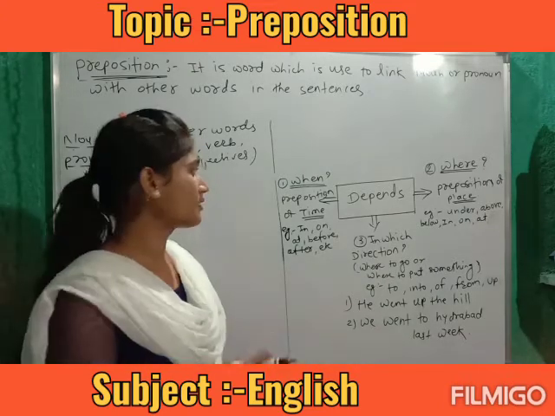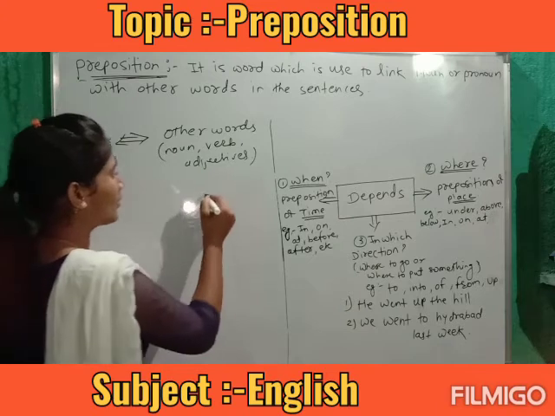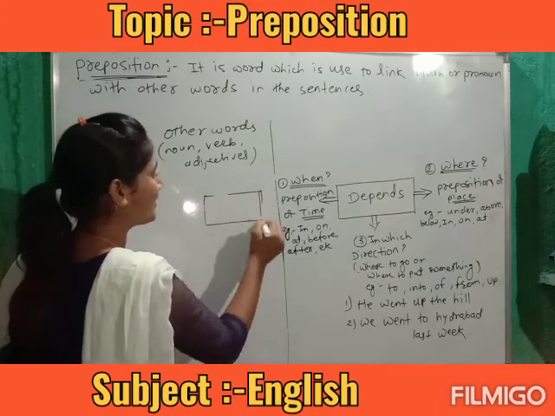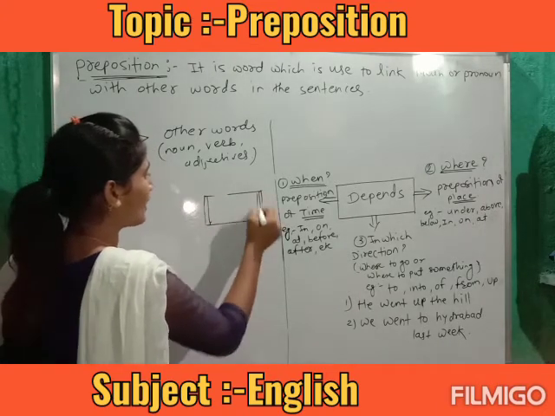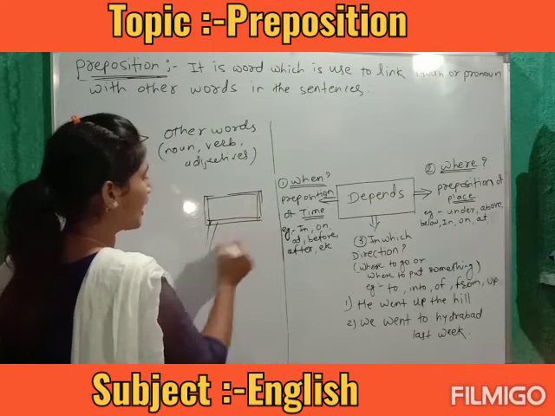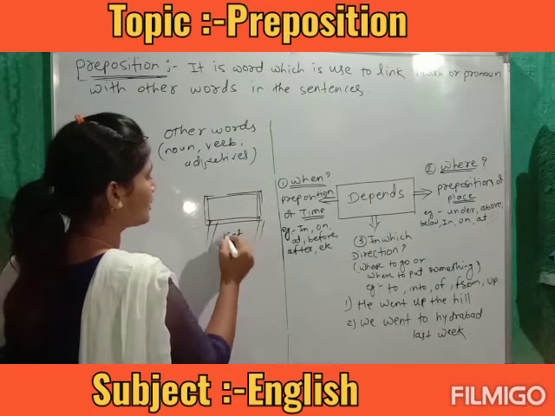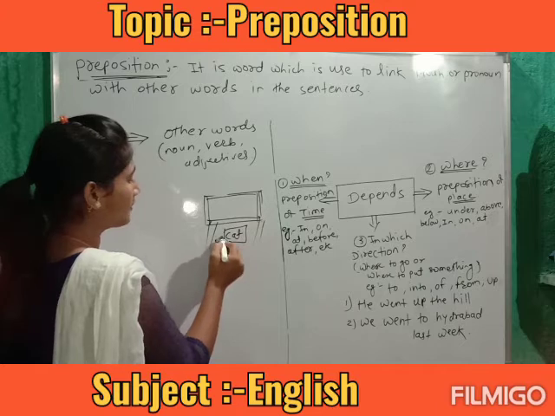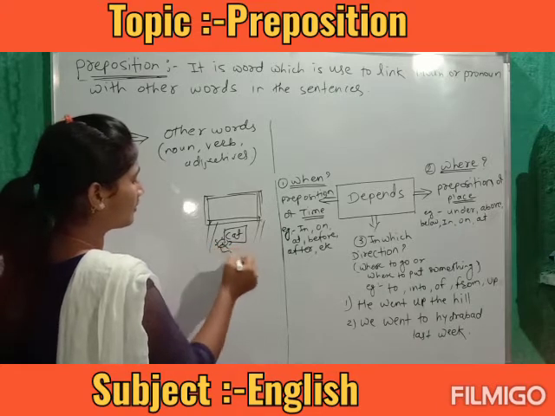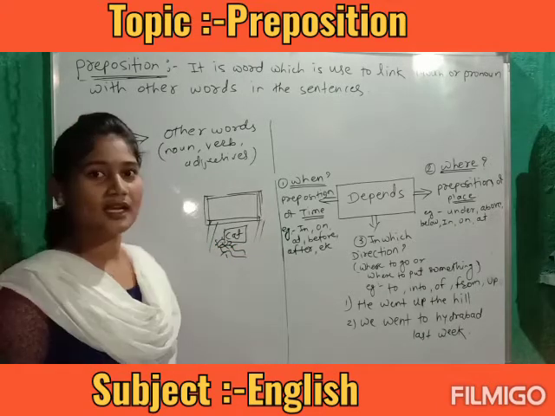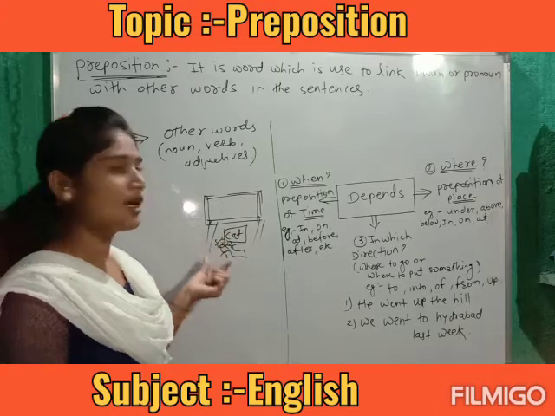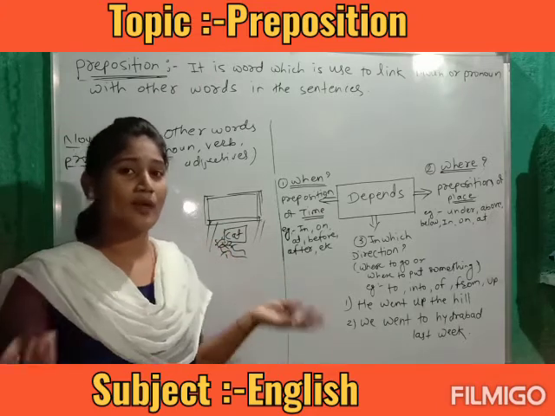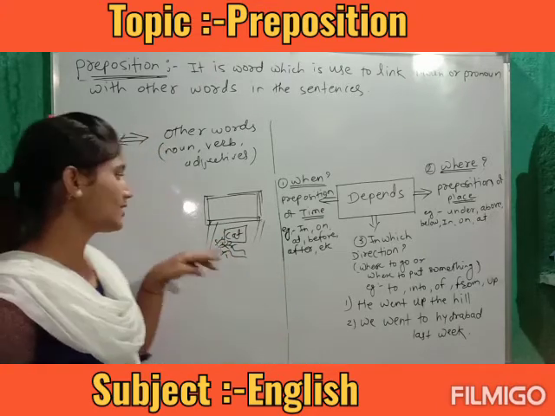Suppose there is one table. Now I will draw one table. My drawing is not so good, but still I will try. So suppose this is one table, and the cat is running out, and it is now sitting under the table. Suppose this is the cat. Now this cat is sitting under the table. It is running out, and now where is it? It is under the table.